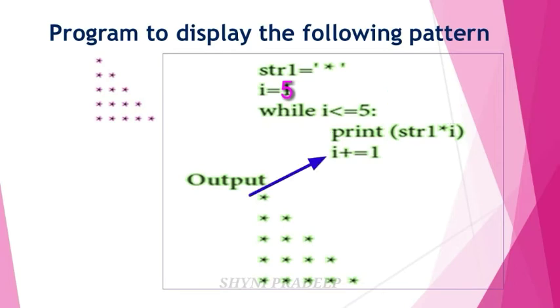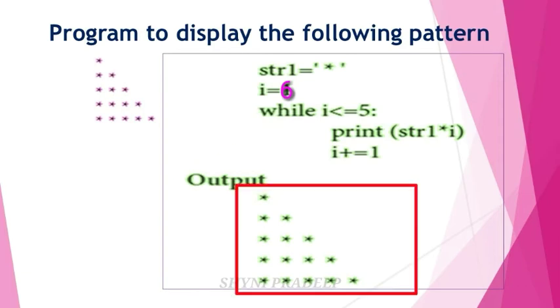Again update the value. So this I becomes 6. So again check the condition 6 is less than or equal to 5. No, this condition is false. Here you have to exit the loop. So this is the output.